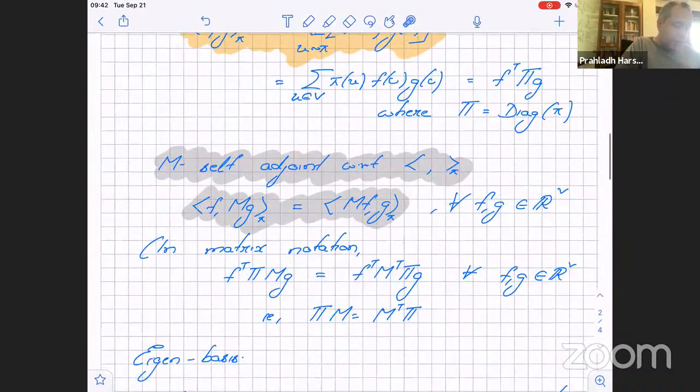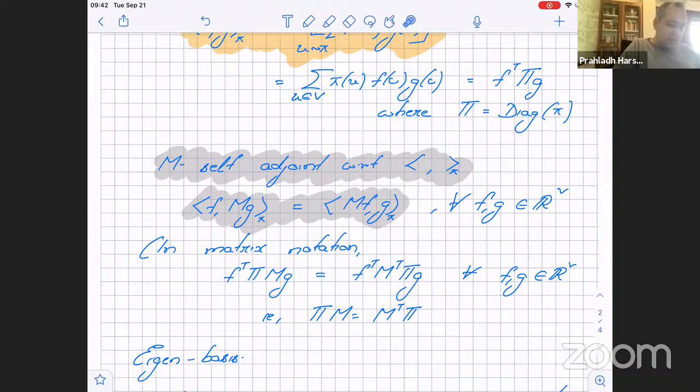So I'm going to write this self-adjoint condition in the matrix notation. So what does <f, Mg>_pi mean? Just writing that in this notation, it just says f transpose pi M g. I'm just rewriting this over here. Similarly, <Mf, g>_pi is f transpose M transpose pi g. So this condition is satisfied for all f, g in R^V.